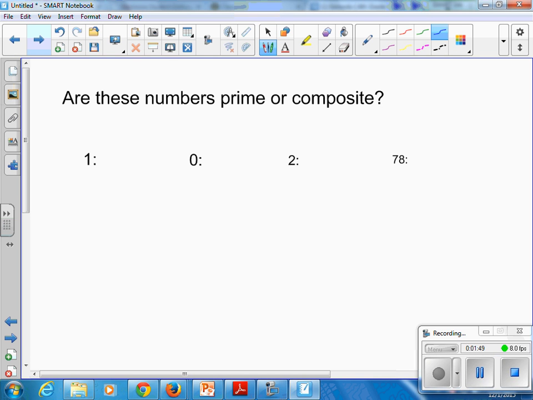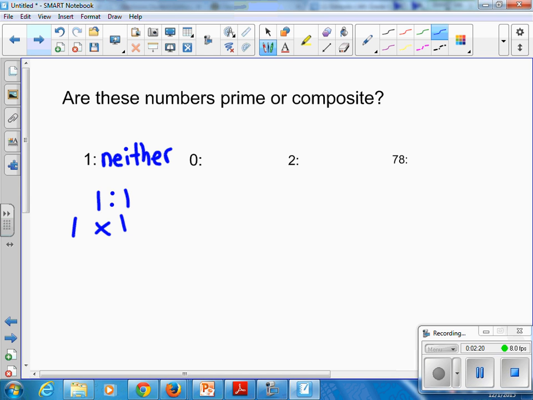For example, 1. Which numbers do you multiply to get 1? Well, 1 times 1 is 1. So the only factor of 1 is 1. So what is 1? A prime or composite? Well, a prime has exactly 2 factors. Composite has 3 or more. So guess what? Number 1 is neither prime nor composite, because it only has one factor.